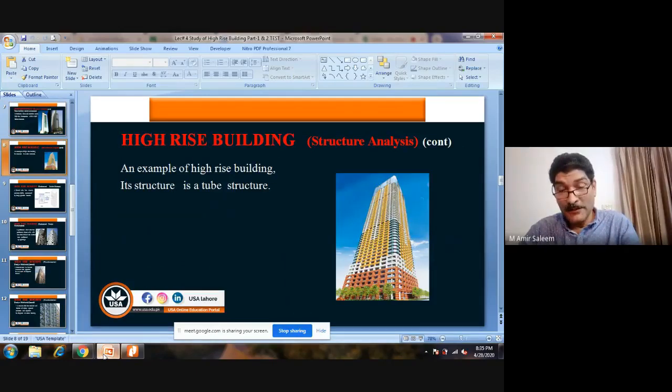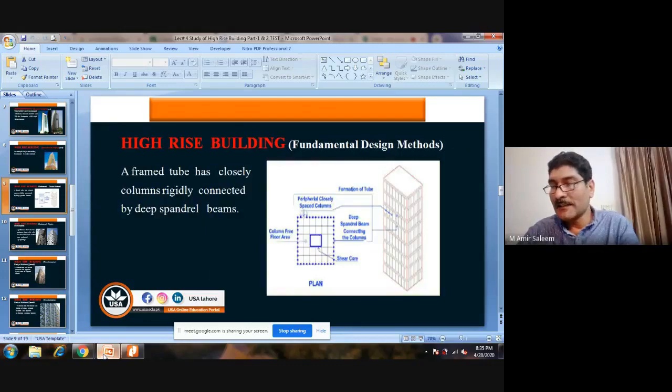And now we come back to the solution for high-rise buildings. An example of a high-rise building is a tube structure. The tube is basically a structure with which we make suitable high-rise buildings. So now we have discussed the basic concepts of the tube.